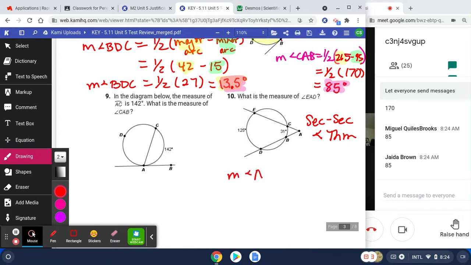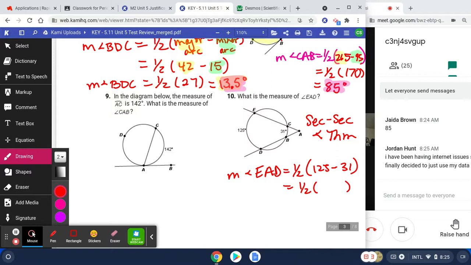Measure of angle EAD is equal to half the measure of the major minus the minor. Take a minute to go as far as you can on this.